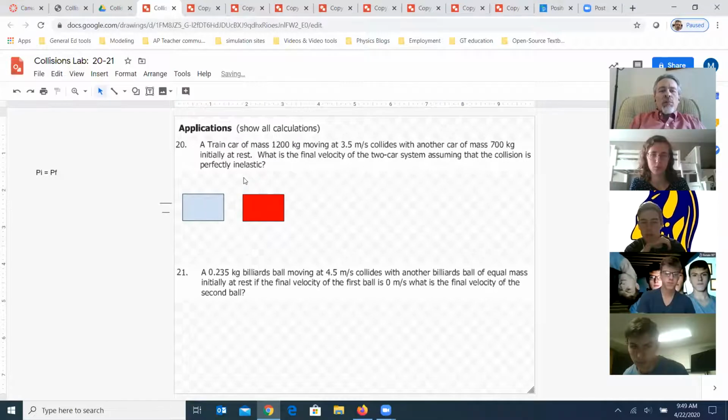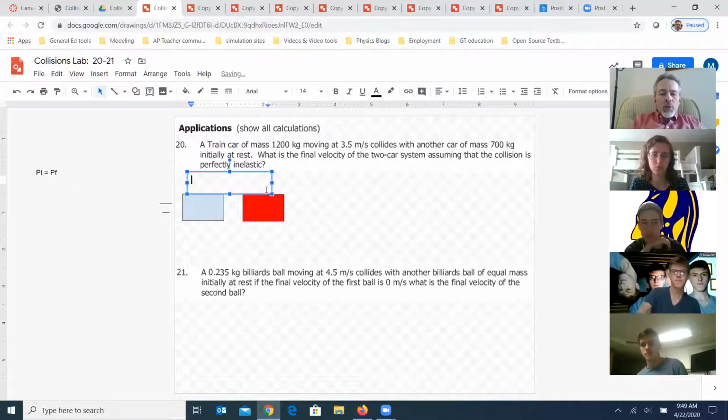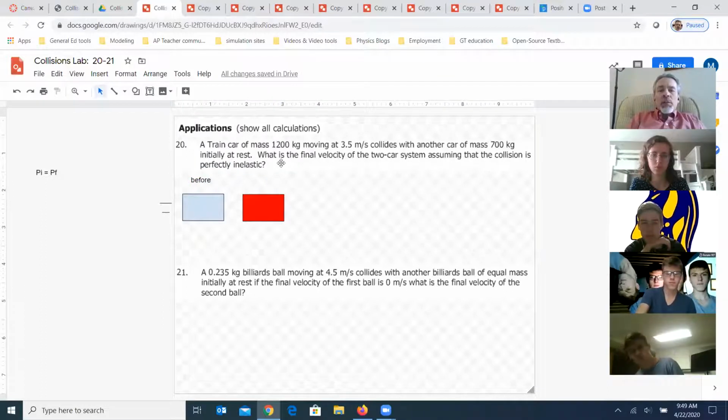So this is my before picture. That's before the collision. I really recommend drawing this out so you have to imagine the collision. Then the after picture. It says, what's the final velocity of the two-car system, assuming the collision is perfectly inelastic? Based on what we just talked about, what's true about perfectly inelastic collisions? How are they moving? Same velocity. That's right, they're stuck together.